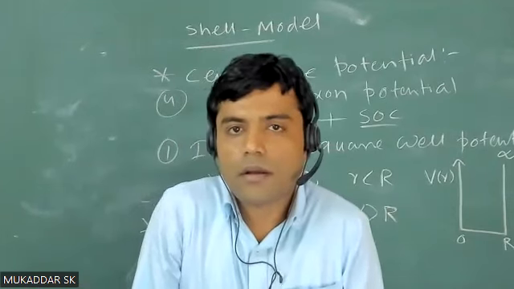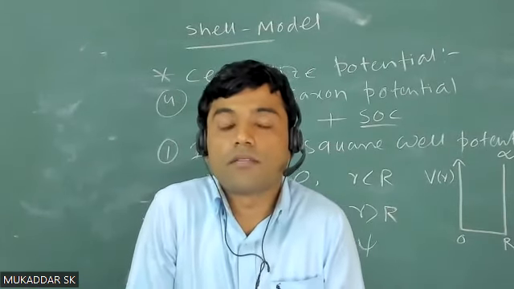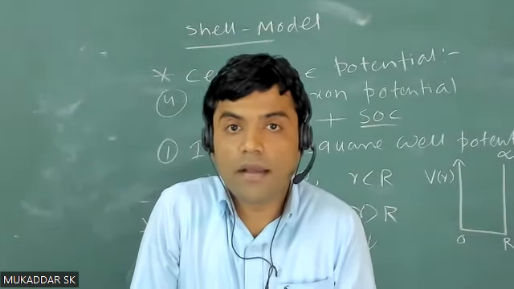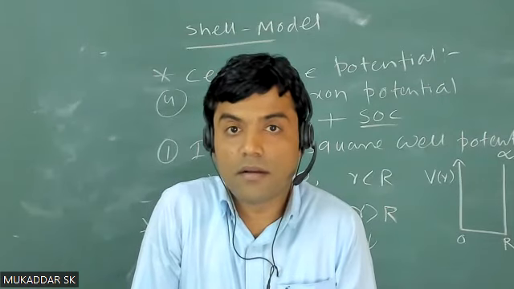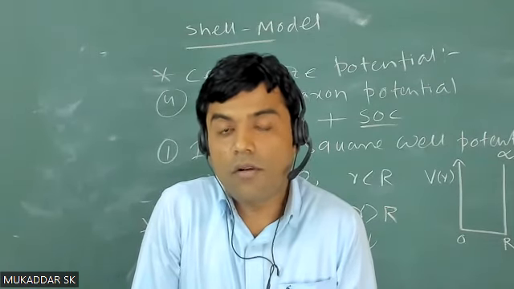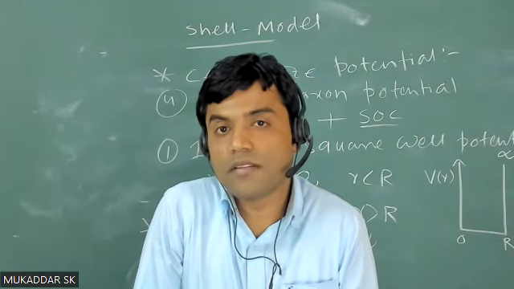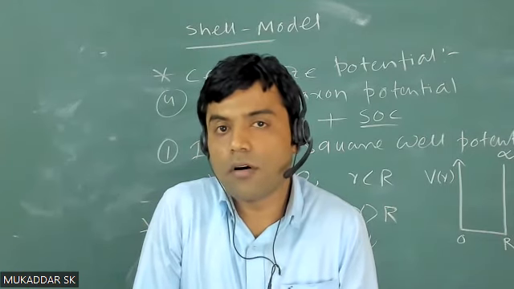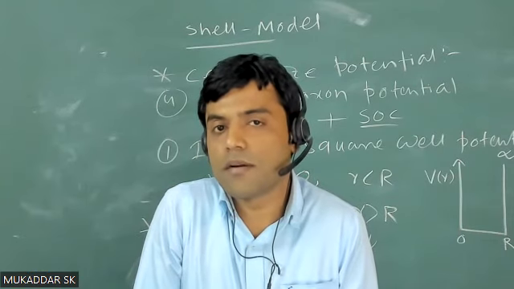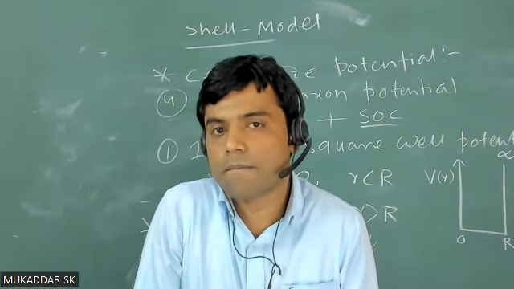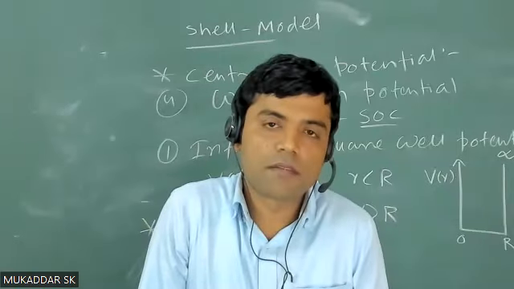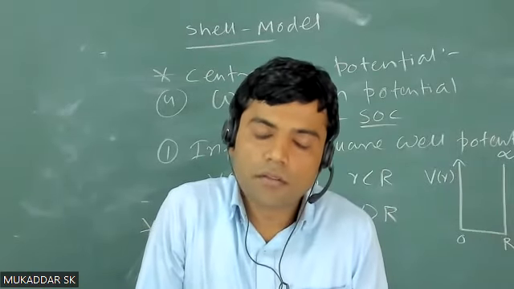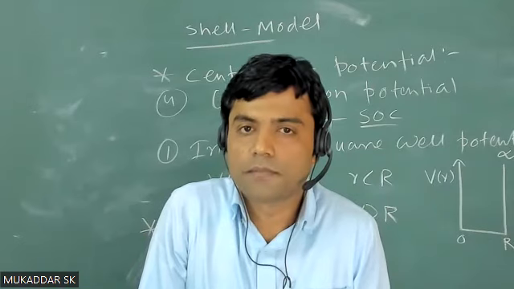Anyone can tell me, when your potential is independent of theta and phi, or I can say spherically symmetric, how will we solve it? I'm asking what is the way to solve when your potential is spherically symmetric? You can use that radial component. You can use the method of separation of variables.